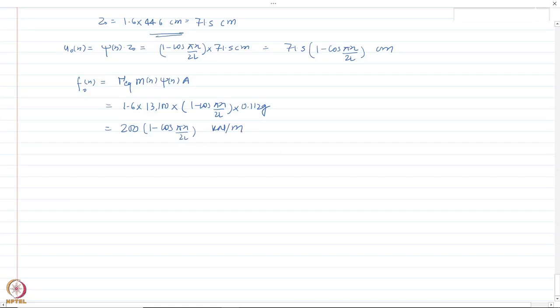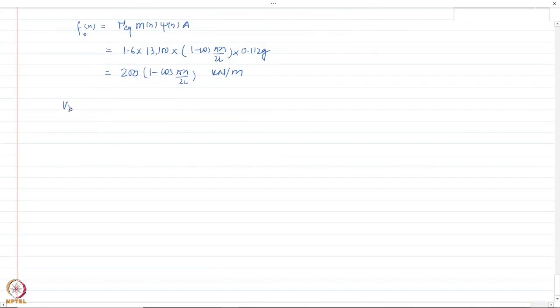Now the base shear could easily be calculated using the expression that we have previously derived as gamma equivalent times L equivalent times A. Now gamma equivalent I have already found out as 1.6.